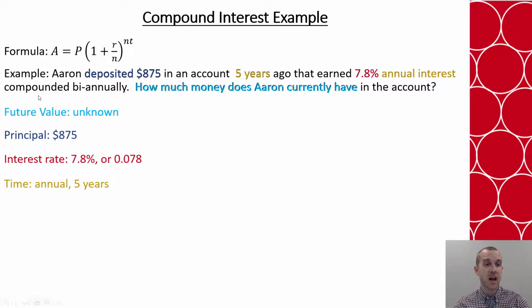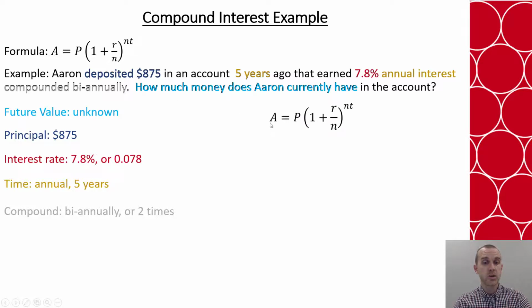And last thing is the compounding. It's done biannually, and we talked about that earlier, meaning 2 times in a year. If it was semi-annually or biannually, we know that means 2 times in a year. So now we can substitute all these values into our formula. We don't know the future value or how much Aaron has, but we do know the principal, we know the interest rate, we know the compounding, and we know the time.